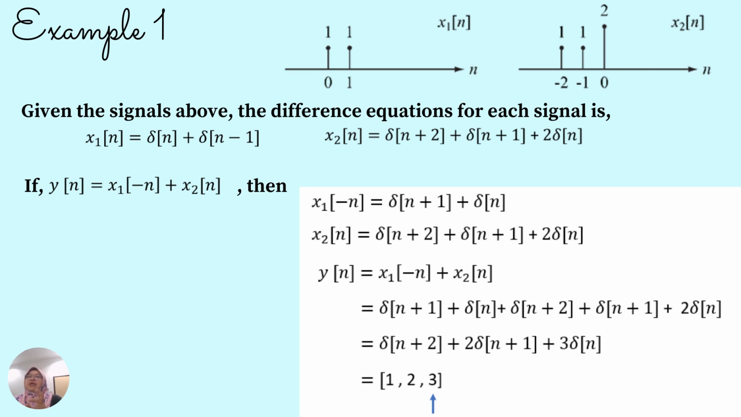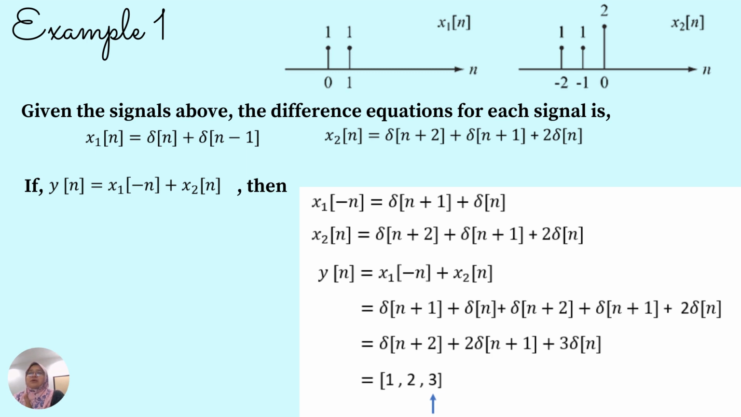So kalau katakan yn equals to x1 minus n, which is folded x1, plus x2n, then apa yang kita kena buat dulu, kita buat satu-satu. It's not difficult. So you have x1 minus n. So kita terbalikkan dia kan, kita fold. So when it's folded, so this it will be delta n plus 1 plus delta n. Okay, and then x2n remains the same.